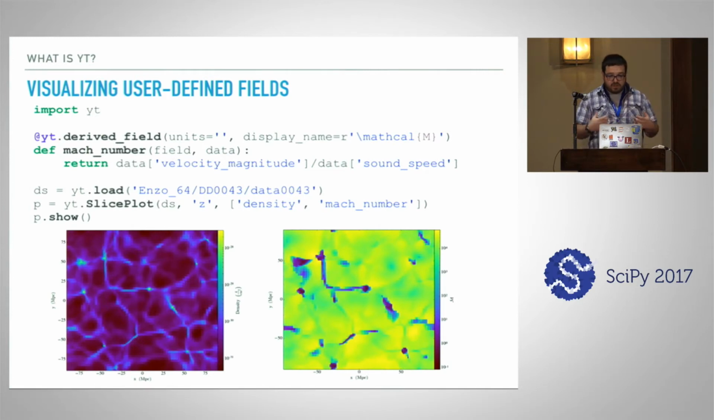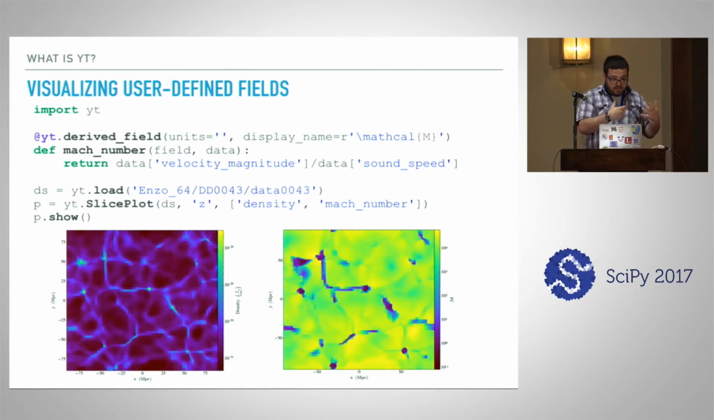In addition to doing those sorts of quick calculations, like using YT as a calculator on your data, you can also do user-defined fields. In this example, we define a Mach number field. That's the velocity magnitude field divided by the sound speed field. Those are two fields that are built into YT. You just need to write a Python function in order to create new fields that are algebraic combinations of fields that YT already knows about or that you've defined yourself.